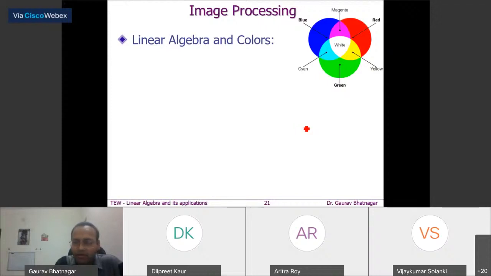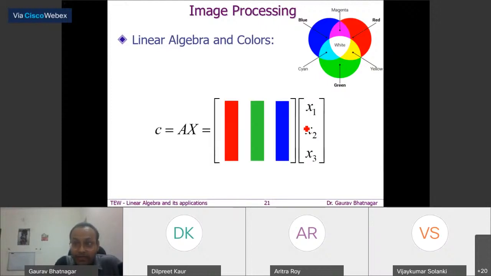So let me give you an example of how linear algebra comes into the picture. Any color seen in that particular cube, which we have seen in the previous slide, can be represented as a system of simultaneous equations, C = AX, where A is nothing but the collection of your primary colors and X is nothing but the percentages of those primary colors. In this case, my primary colors are R, G and B. The columns of this matrix are R, G and B, and these are the percentages associated with these particular colors. If you take the multiplication of this, you are going to get nothing but the linear combination of these colors. So different values of x1, x2, x3 will give you different colors altogether.